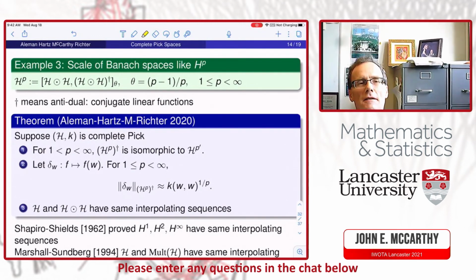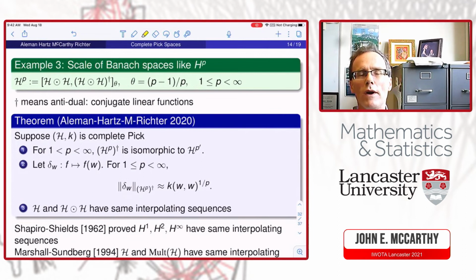Suppose we have what we consider an analog for H1, namely the weak product. So we'd like to get something that corresponds to HP. So we're going to define curly HP by interpolation in the Calderon sense, complex interpolation between two Banach spaces. So at one end of the scale, I take the weak product of H with itself. And at the other end of the scale, I take its anti-dual, the conjugate linear functions.